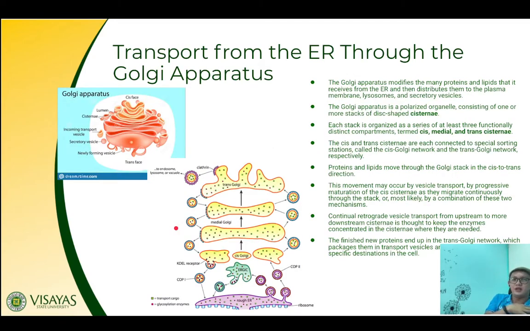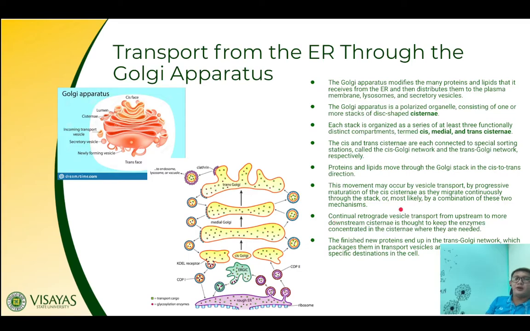Okay. So the Golgi apparatus modifies the many proteins and lipids, just like what I've said earlier, that it has received from the ER. The Golgi apparatus is a polarized organelle consisting of one or more stacks of disc-shaped cisternae. Just like what I said earlier, it's made up of at least 3 functionally distinct compartments, termed the cis, the medial, and the trans. So the cis is the one that faces the rough ER, the medial in the middle, and the trans Golgi, the one that faces or is near the cell membrane.